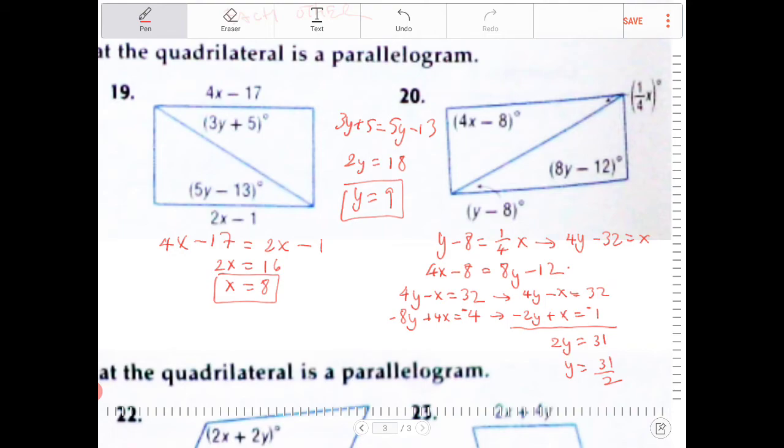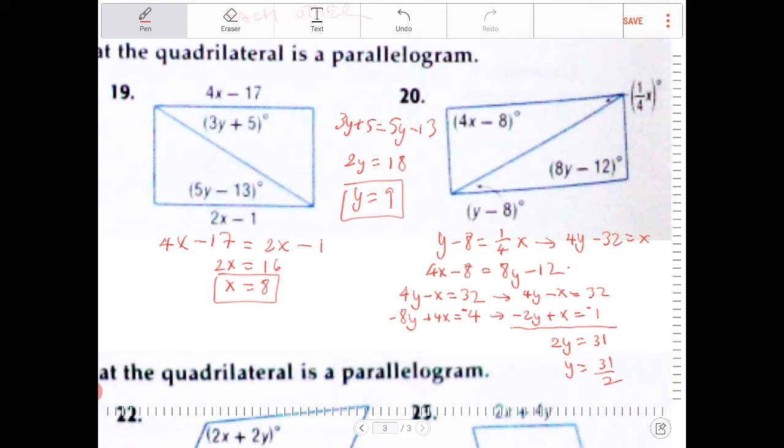I am not sure why this is not working out. 4y minus x is equal to 32. That is correct. 4y minus 32 is equal to x. 4y minus x is equal to positive 32.